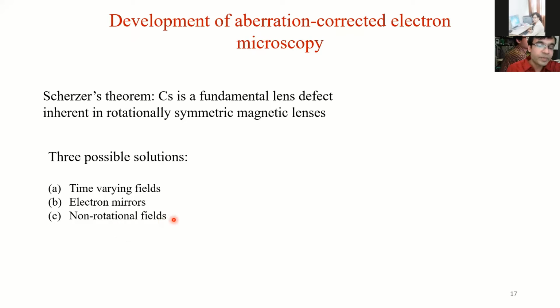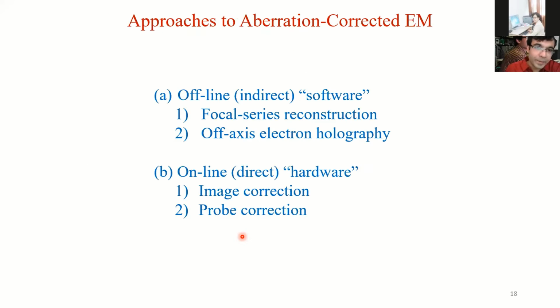And again, a lot of these approaches gave nothing. So they all failed. And the funding agencies were just tired. They just said, we are not going to fund you anymore if you're talking about aberration correction. But then people were also working on offline approaches, where you can use software to correct the aberrations.